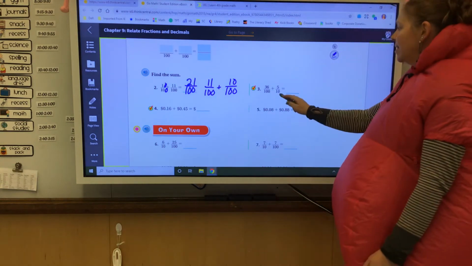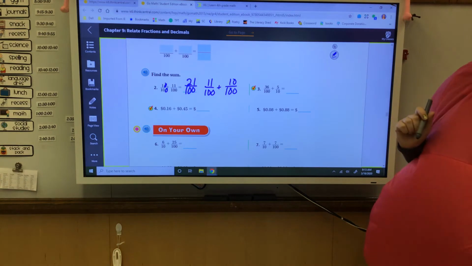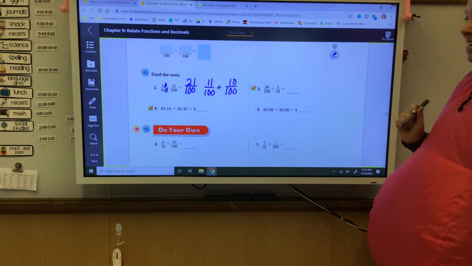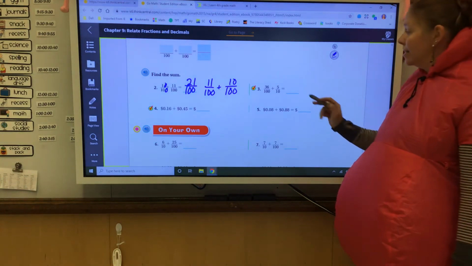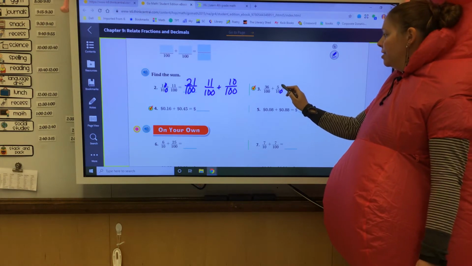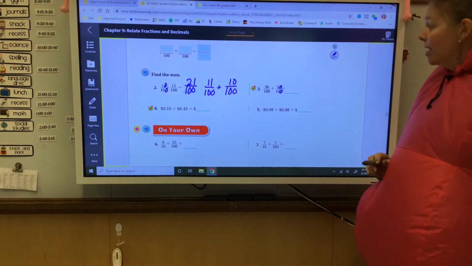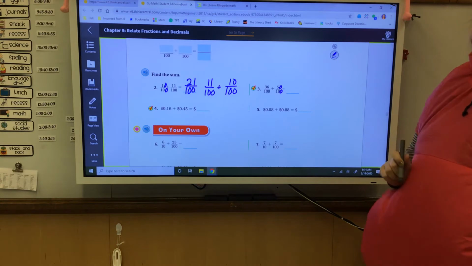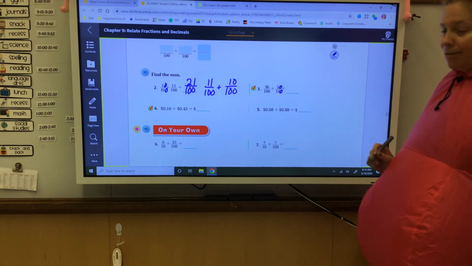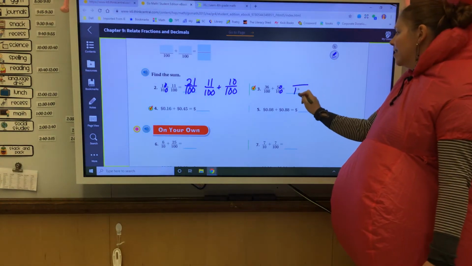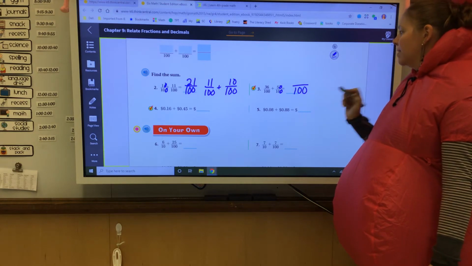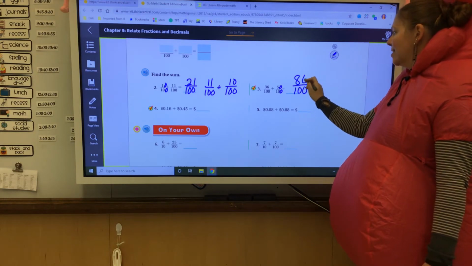Okay? Let's do number 3. 36 hundredths plus 5 tenths. Well, I can't have 5 tenths. I need to add that extra 0 to each side of my fraction. Now I have 36 plus 50 hundredths, and I can do that. Denominator stays the same. 36 plus 50 is 86 hundredths.